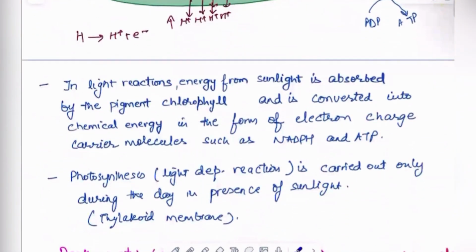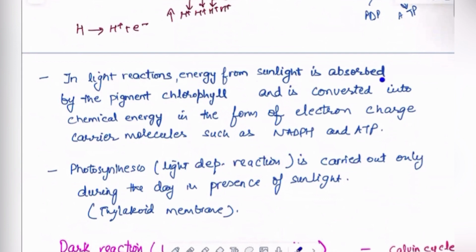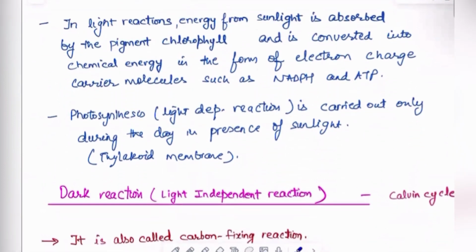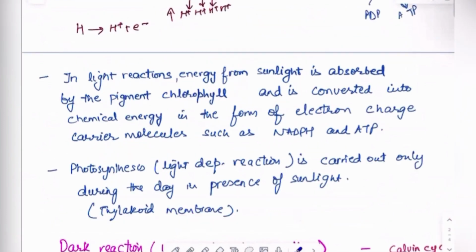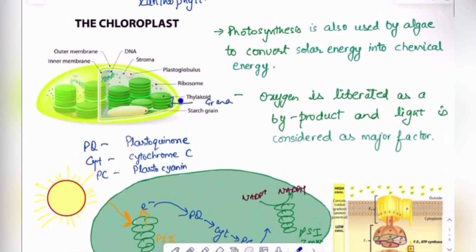So in light reactions, energy from sunlight is absorbed by the pigment chlorophyll and is converted into chemical energy in the form of electron charge carriers such as NADPH and ATP. And photosynthesis is carried out only during the day in presence of sunlight. This process is happening in the thylakoid membrane. Thylakoid membrane is over here.